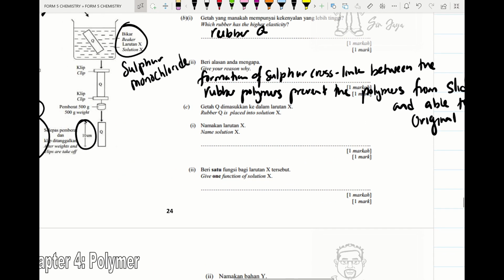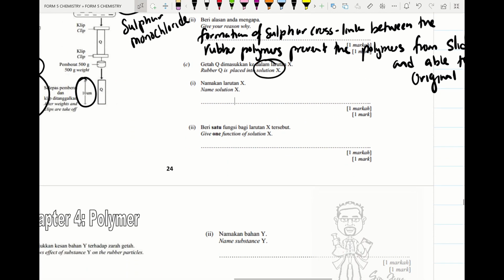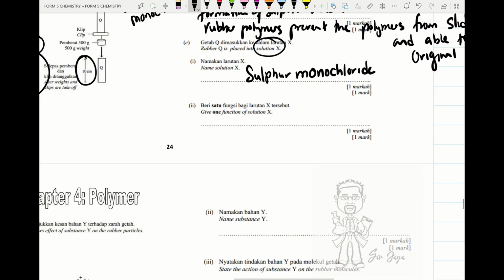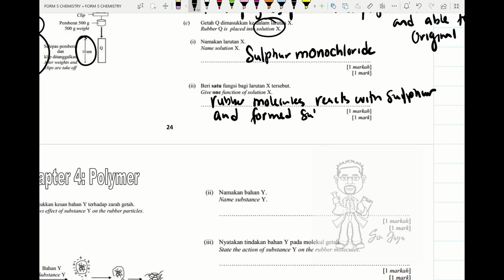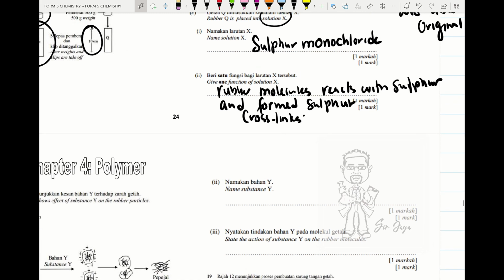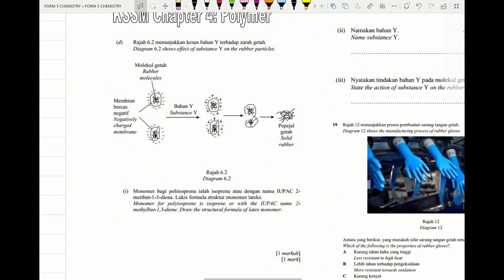Question C. All right, so rubber Q is placed into solution X, so what is solution X? Solution X is known as sulfur monochloride solution. All right, give one function of solution X. The answer will be that rubber molecules or rubber polymers react with sulfur in sulfur monochloride solution and form sulfur cross links. All right, so this sulfur cross link prevents the rubber polymers from sliding over each other. So we try to go for question number D.